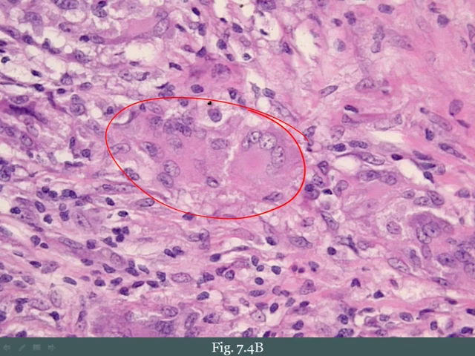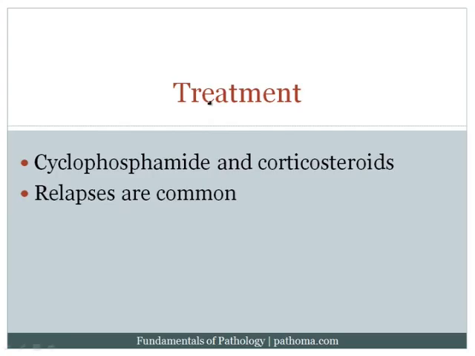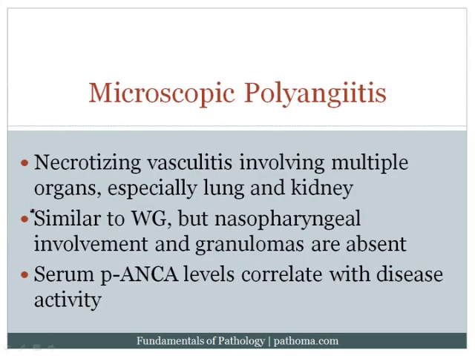And so again, this is Wegener's granulomatosis. The key treatment is cyclophosphamide. That's high yield. And relapses in this disorder are fairly common. Now, another small vessel vasculitis is called microscopic polyangiitis. This is a necrotizing vasculitis that involves multiple organs, hence the name polyangiitis, poly implying multiple blood vessels, and it especially involves the lung and the kidney.